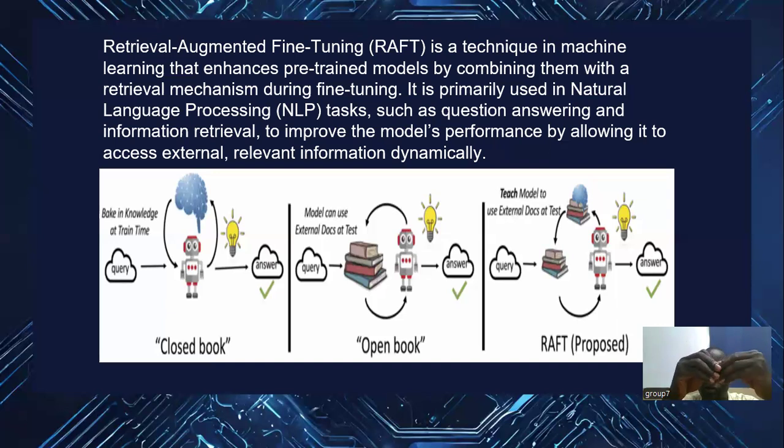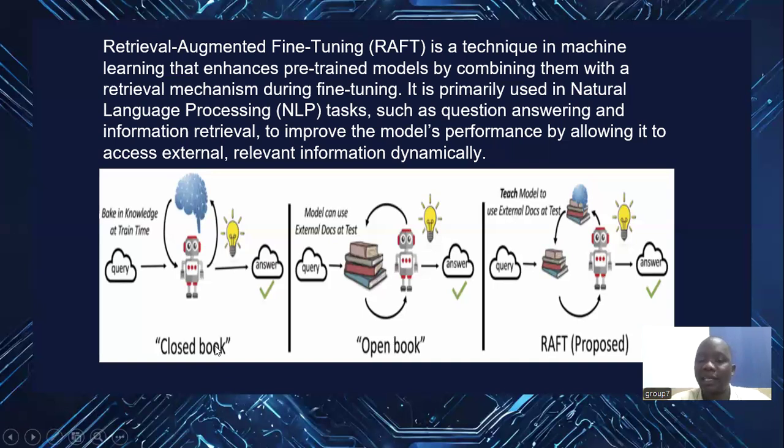RAFT allows the model to search and retrieve additional content from larger external sources. External sources here can be books, articles, or different materials, depending on which problem you want the model to address. So here, I'm going to take you through the diagram that you're seeing on the screen.